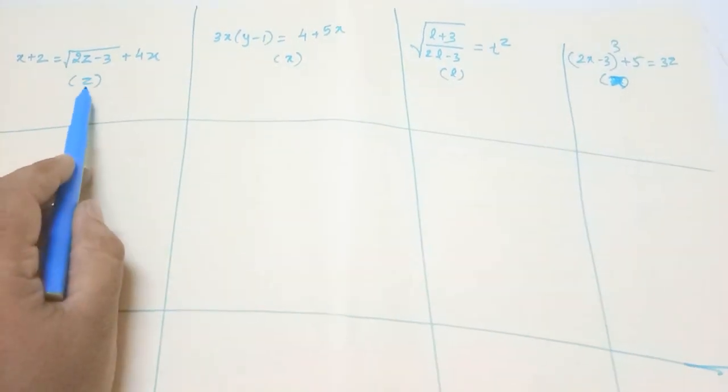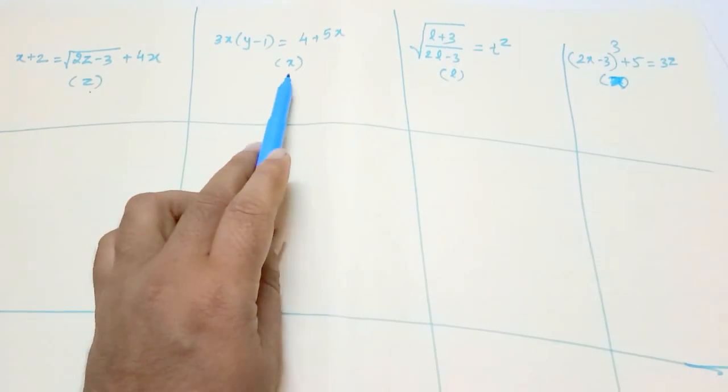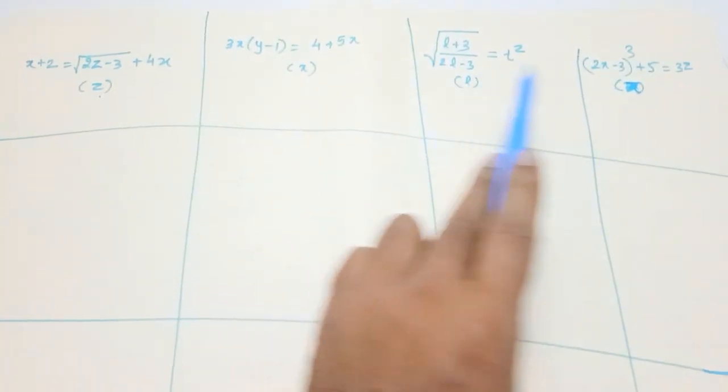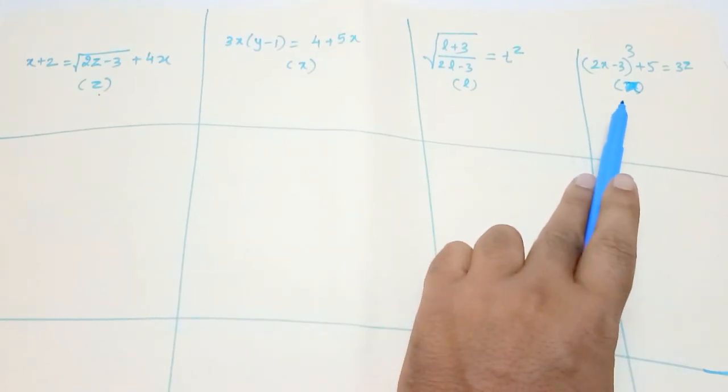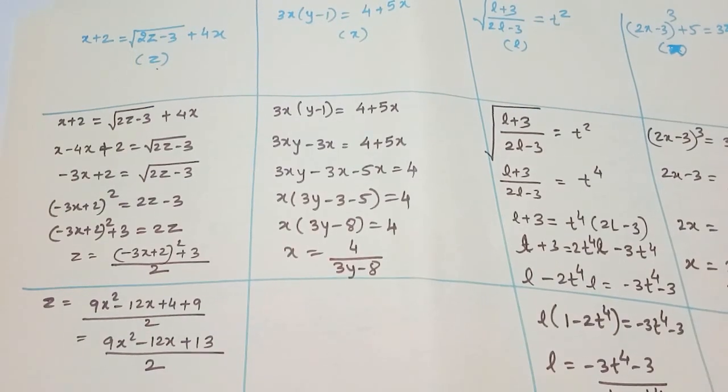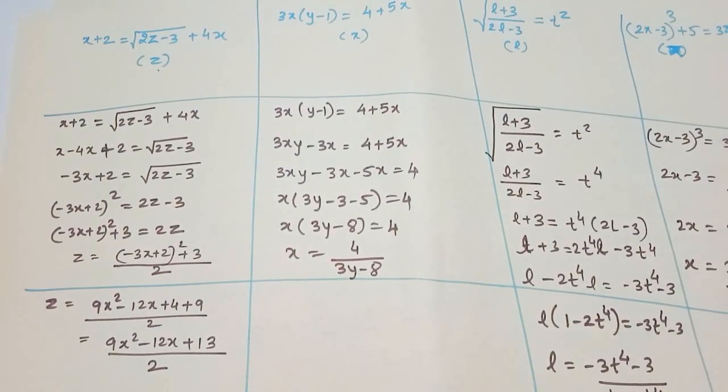In the first formula you have to make z the subject. In the second formula you have to make x the subject. In the second last you have to make L, and here you have to make x the subject of the formula. Your time starts now. You finished trying. Now you can check your answers out here.